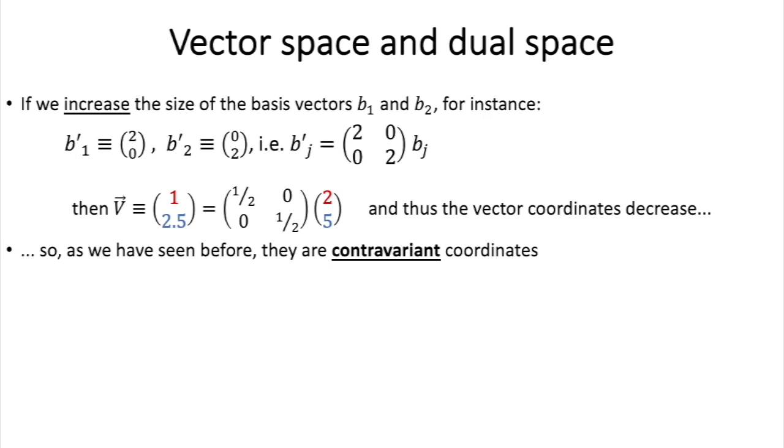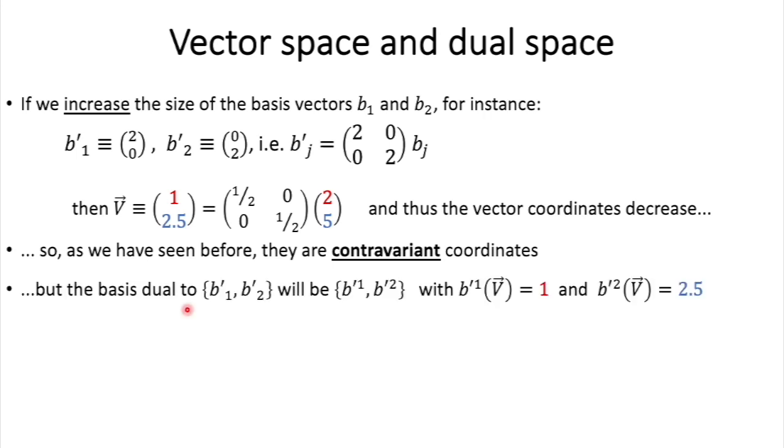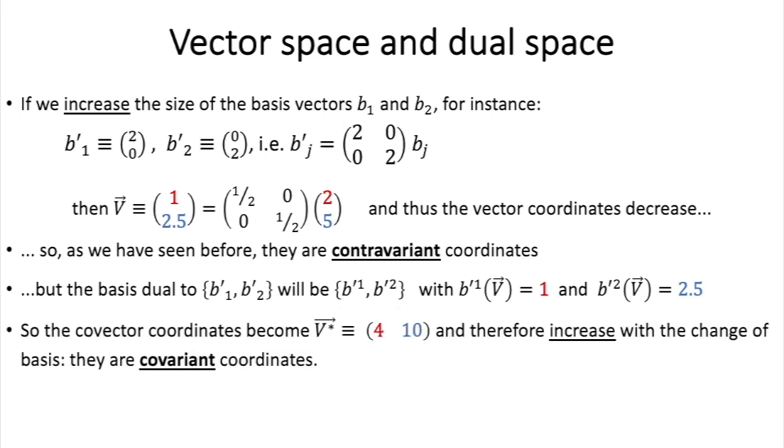So, as we've seen before, there are contravariant coordinates. But the basis dual to this basis here will be that basis here. Now, note the indices, which change from down to up here. So the covector coordinates become 4, 10, and therefore they increase with the change of the basis. And that's why they are called covariant coordinates. And again, I'll give a more formal definition at the end of this video.